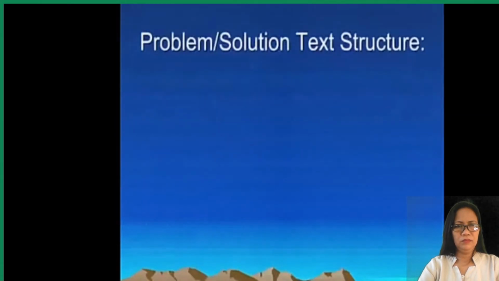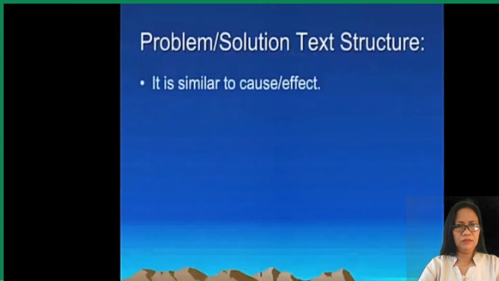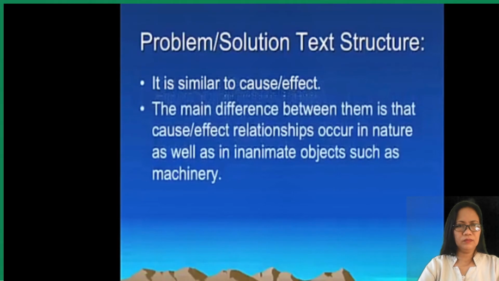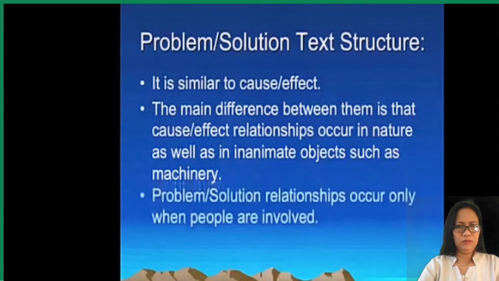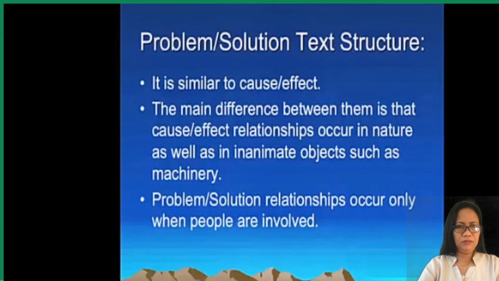Now, problem and solution text structure is similar to cause and effect. And the main difference between them, though, is that cause and effect relationships occur in nature as well as in inanimate objects such as machinery. Problem and solution relationships occur only when people are involved.